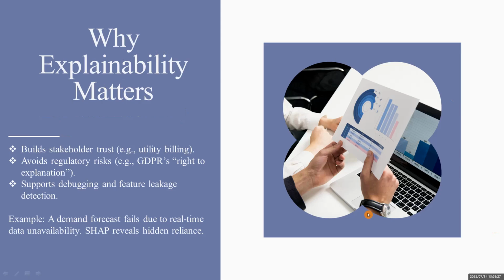Why does explainability matter? One, to build stakeholders' trust, for example, in a utility bill. Two, it avoids regulatory risk, for example, the GDPR's right to explanation. Three, it supports debugging and feature leakage detection. For example, a demand forecast fails due to real-time data unavailability. So SHAP can reduce hidden fragility.